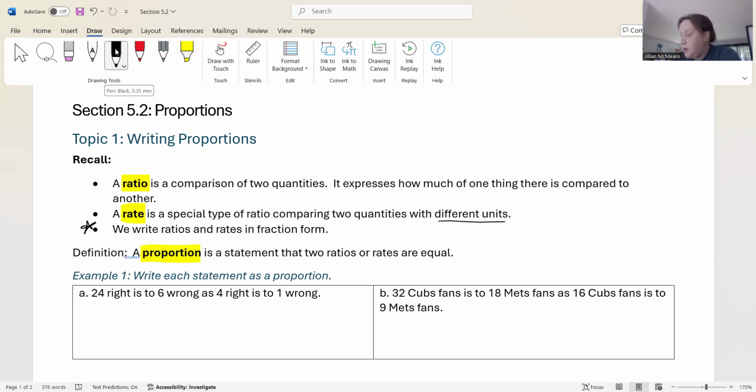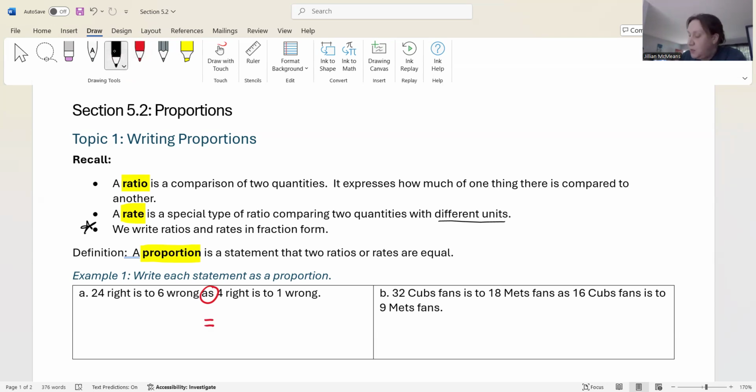Okay. Now, for example one, it says write each statement as a proportion. So we're going to have just like a really generic statement written out that has a mathematical proportion inside it. So let's see how we would write this proportion out. So for part A, it says 24 right is to 6 wrong as 4 right is to 1 wrong. So in a statement like this, the word as is going to separate the two ratios, or in this case, the two rates. So we know that as ends up translating to our equal sign.